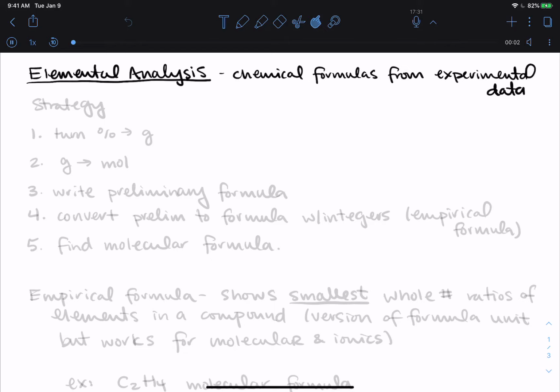There are two methods for getting chemical formulas from experimental data that we will deal with in this class. So this video is just about elemental analysis. This is a method that uses mass percentages, which we just did in the last video, to take some experimental data and turn it into a chemical formula.